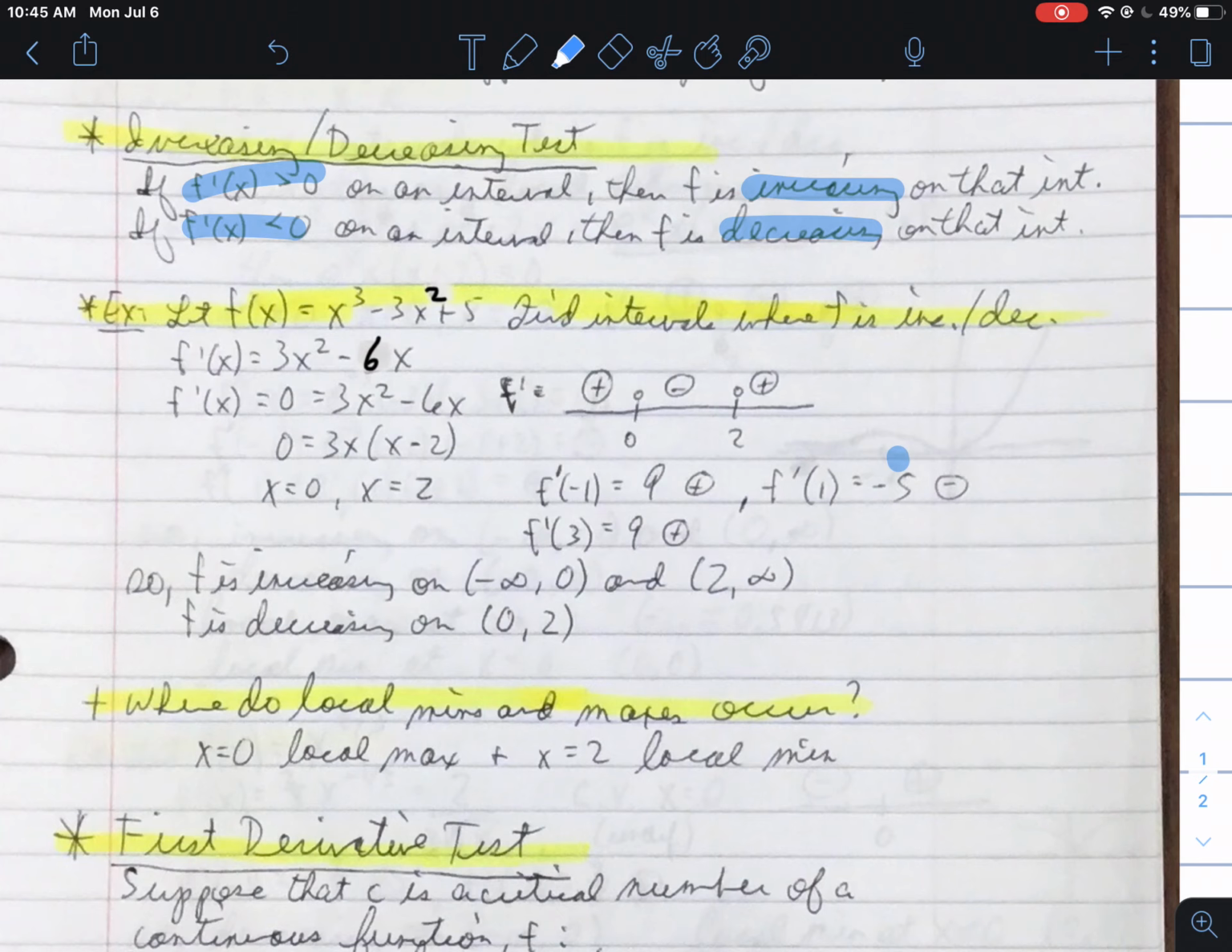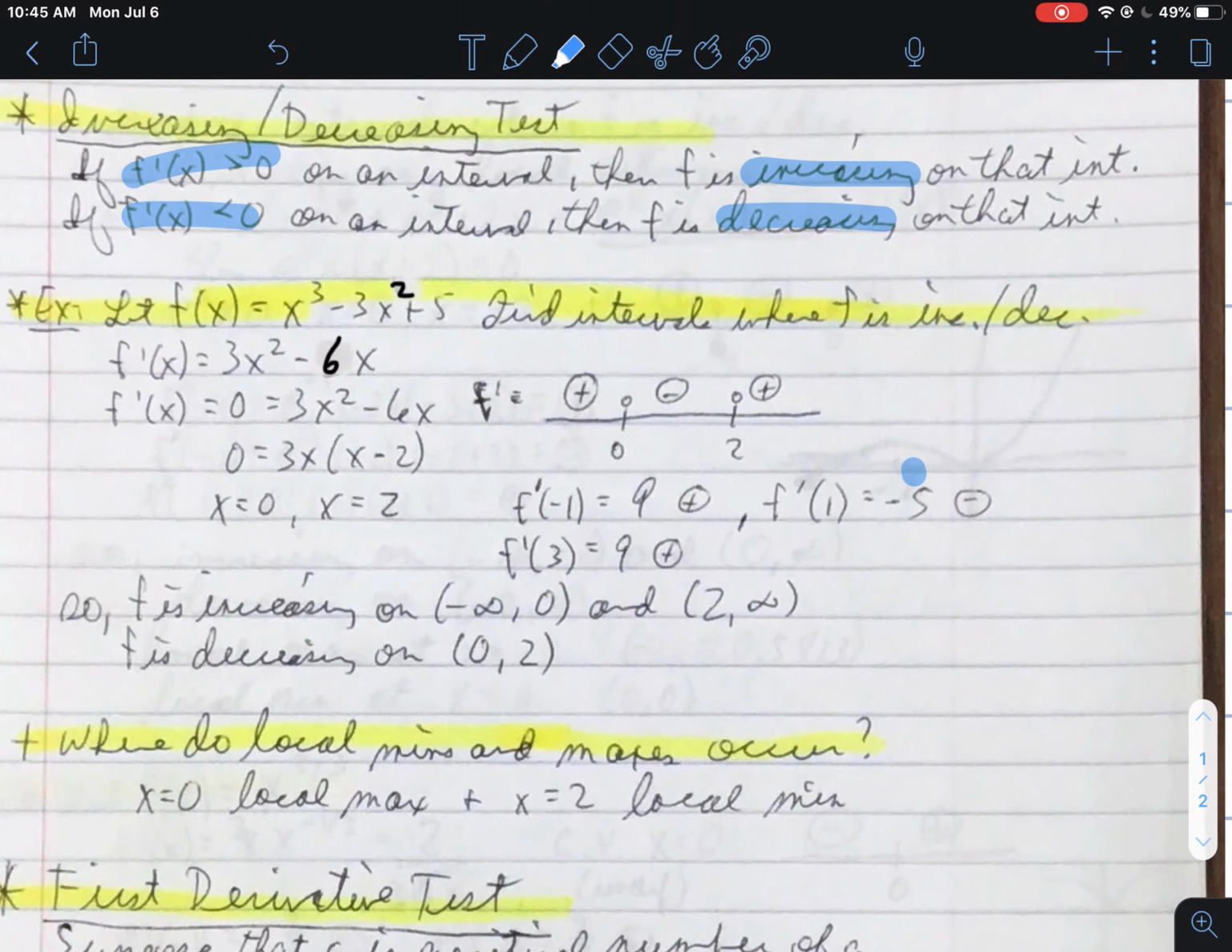So let's start with our derivative. Find your critical numbers. All right, so here's f prime. Power rule, nice little polynomial function. Go ahead and find our critical numbers. Remember, we set the derivative equal to 0.